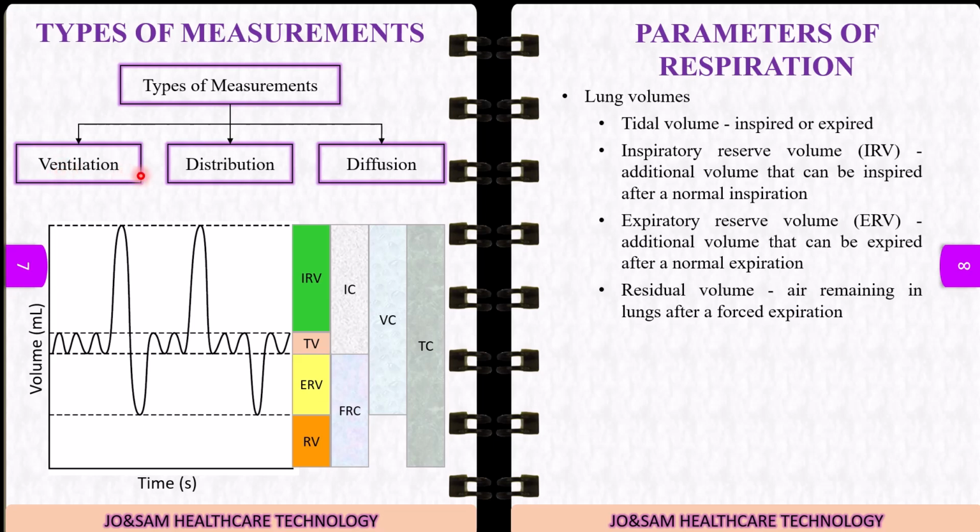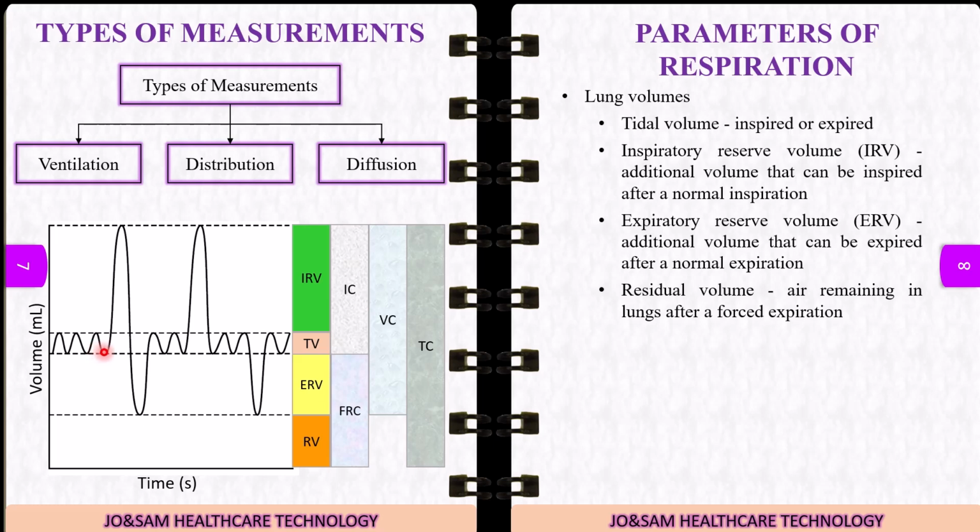There are certain parameters related to lung volumes and capacities that can be measured. First is the lung volume. In that we are going to see the volumes such as tidal volume, inspiratory reserve volume, expiratory reserve volume and residual volume. In this diagram, the upward curve represents inspiration and the downward curve represents expiration. The tidal volume is the amount of air that can be either inspired or expired during each cycle. This tidal volume is normally 500 ml for an adult.